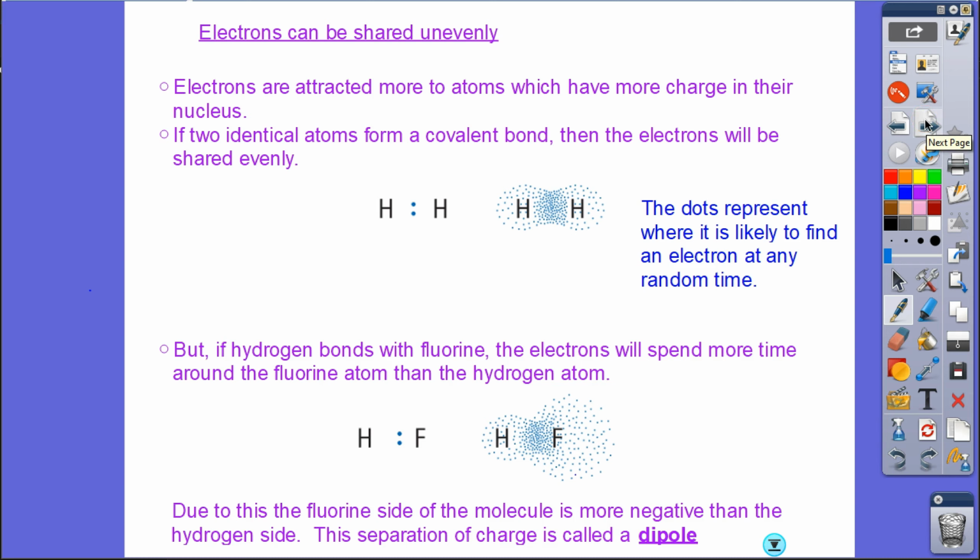Okay, this is sort of the later section of chapter 18. It's about uneven covalent bonds, which form polar molecules.